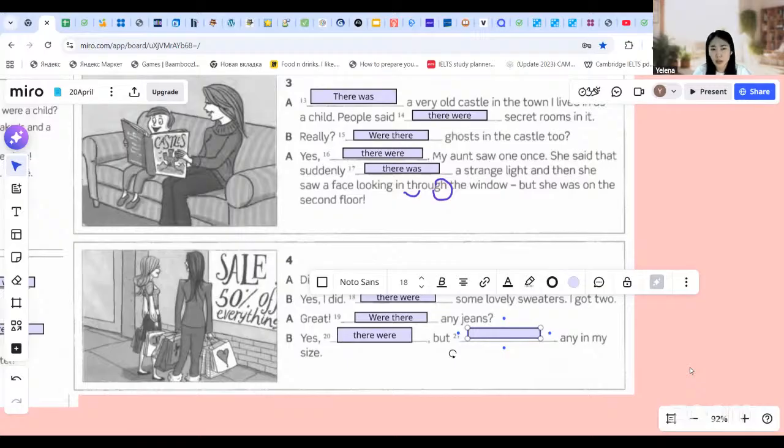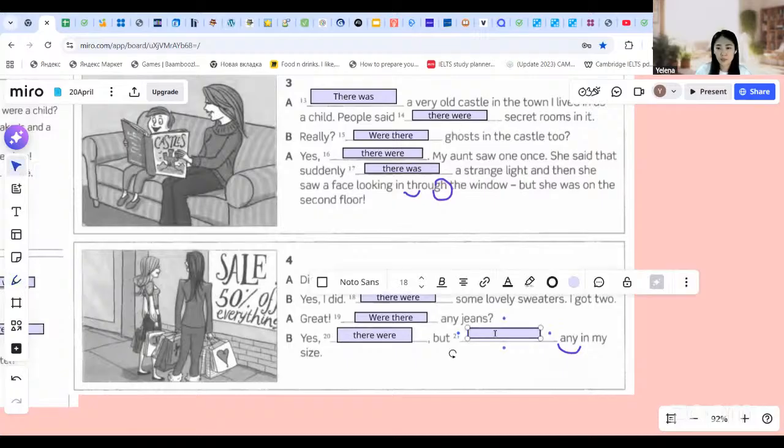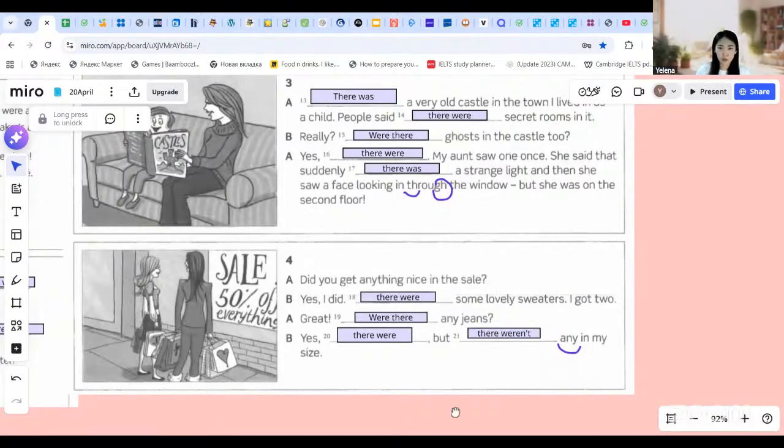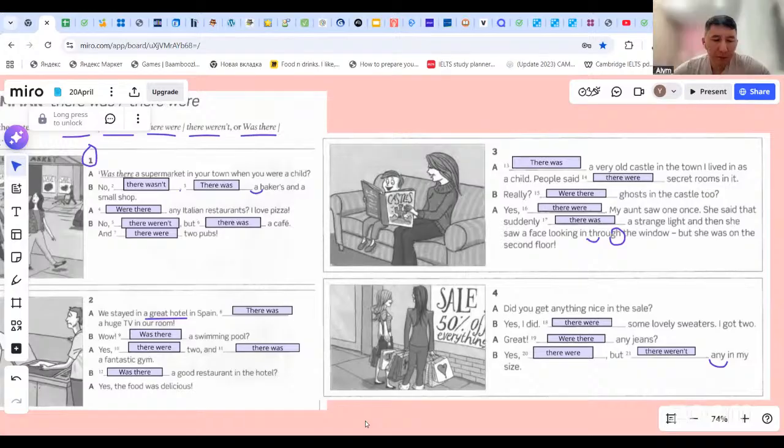What about the word any? In what sentences do we mostly use it? In positives, in negatives, in questions? Negative. Yes, that's right. Okay, well then: but there weren't any in my size. Yes, there weren't any in my size. Good job. Look at these answers once again and let me know if you still have any problems. Should I explain something? No. Is everything clear?